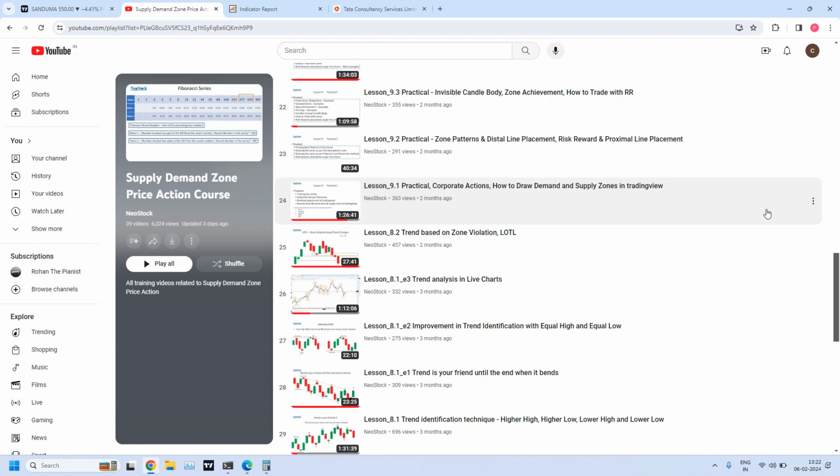So that it works in a much more accurate way. That is the reason why I decided to provide this training program. Otherwise, I would not have gone for this training program. I would have just displayed my supply demand zone price action reports every day. Because preparing each lesson takes a lot of time for me.